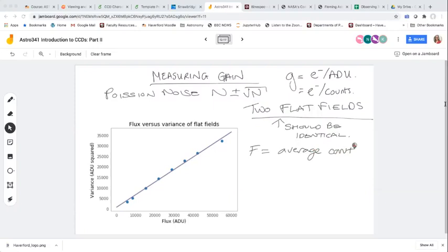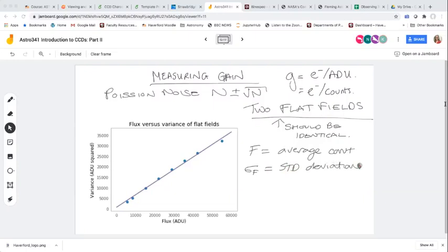And then we're going to say that sigma F is the standard deviation of the difference. So if you take flat field 1 minus flat field 2, it should be 0 because they should be identical, but it won't be 0 in every pixel. And the standard deviation of how much it differs from 0 is our measurement, our sigma F. So this is the standard deviation.